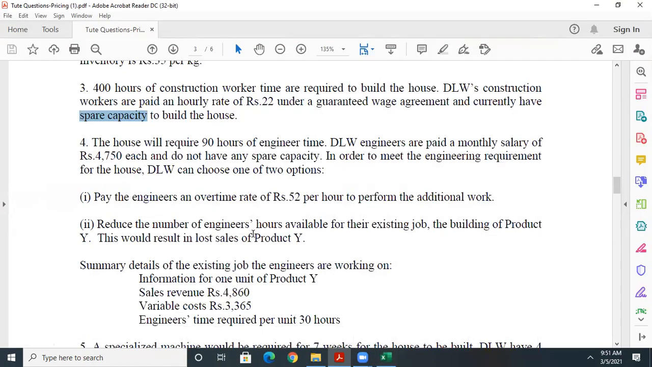The second option is to reduce the number of engineering hours available for their existing job.